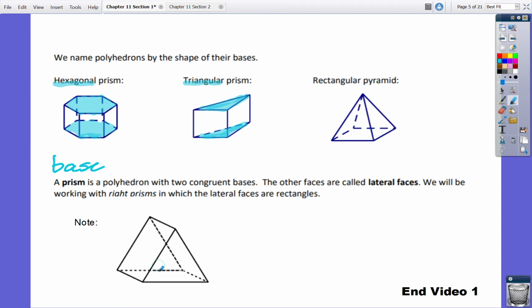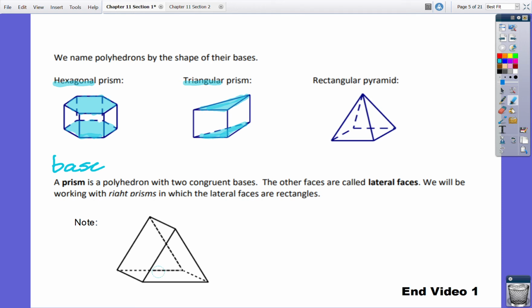I do have another prism down here, and we know this is a prism and not a pyramid because it does not come up to one point. It's coming up to an edge. And that basically tells us that all of our sides, all of our lateral faces are rectangles. Notice we have a rectangle here, here, and here. This is an example of a prism where the bases are not on top and bottom.